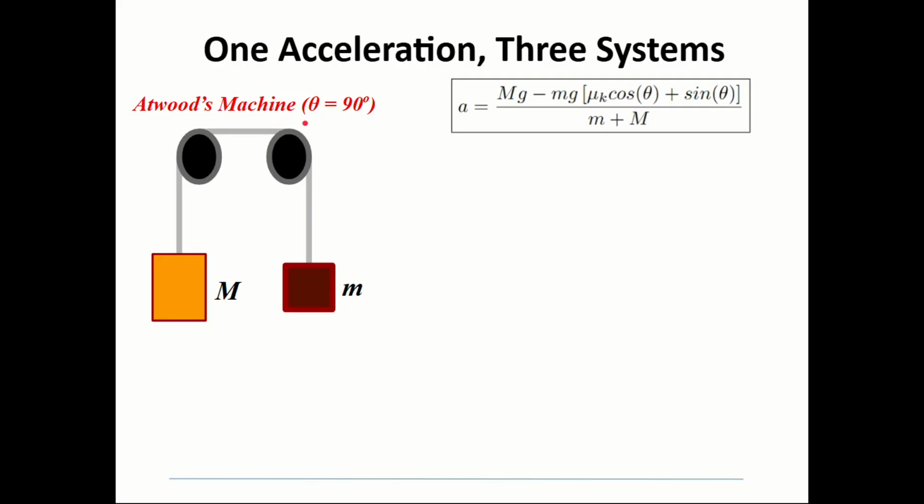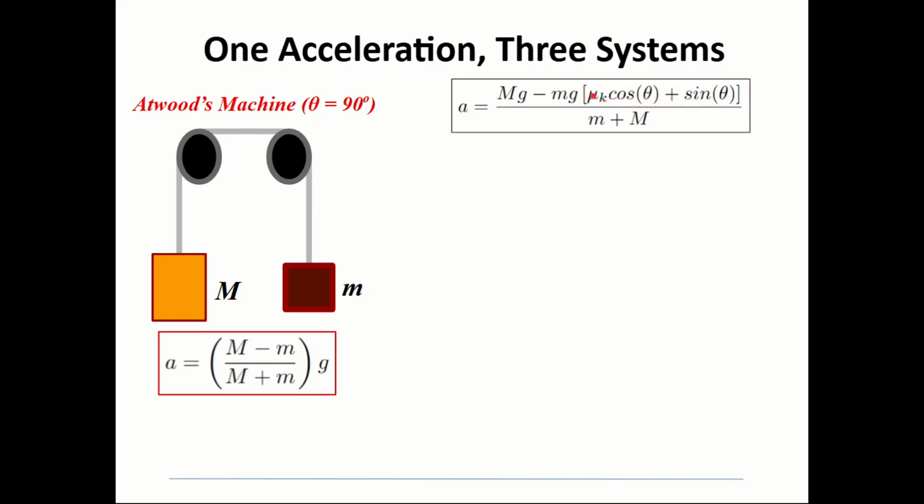But if you really think about it, the Atwood's machine is technically a hanging mass system with the angle theta set to 90 degrees. And also, there's no friction involved because there's no contact with the surface. So what we can do is set our coefficient of friction equal to 0, and then we also set our angle equal to 90 degrees. And that will affect only the inside terms right here.